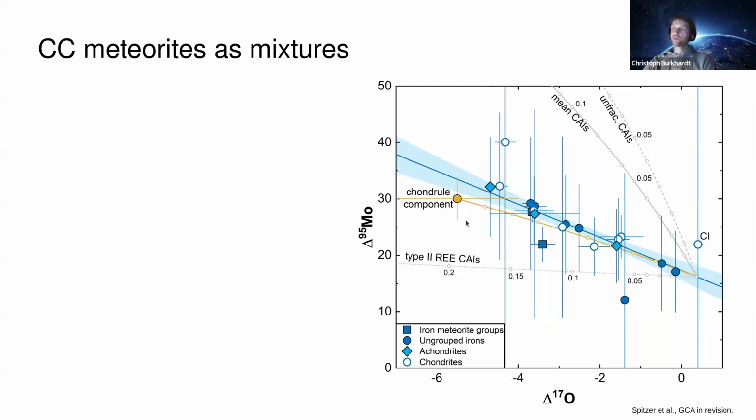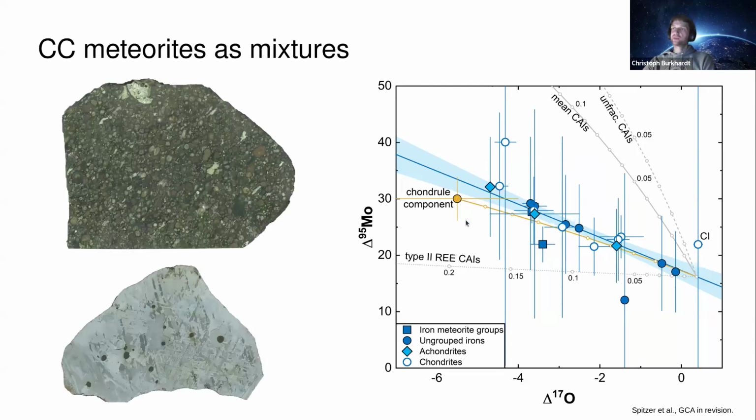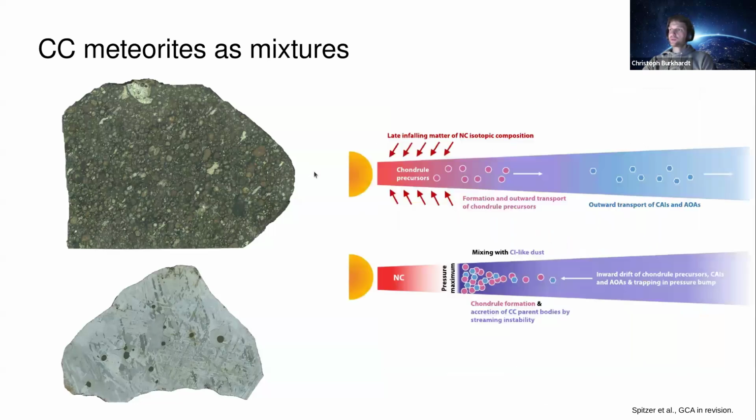So what we interpret this as is that achondrites, early formed bodies, like chondrites, late formed bodies, sample the same dust components in the disk. So it's not only the chondrites that may have formed from similar mixtures of dust components, but also the achondrites.